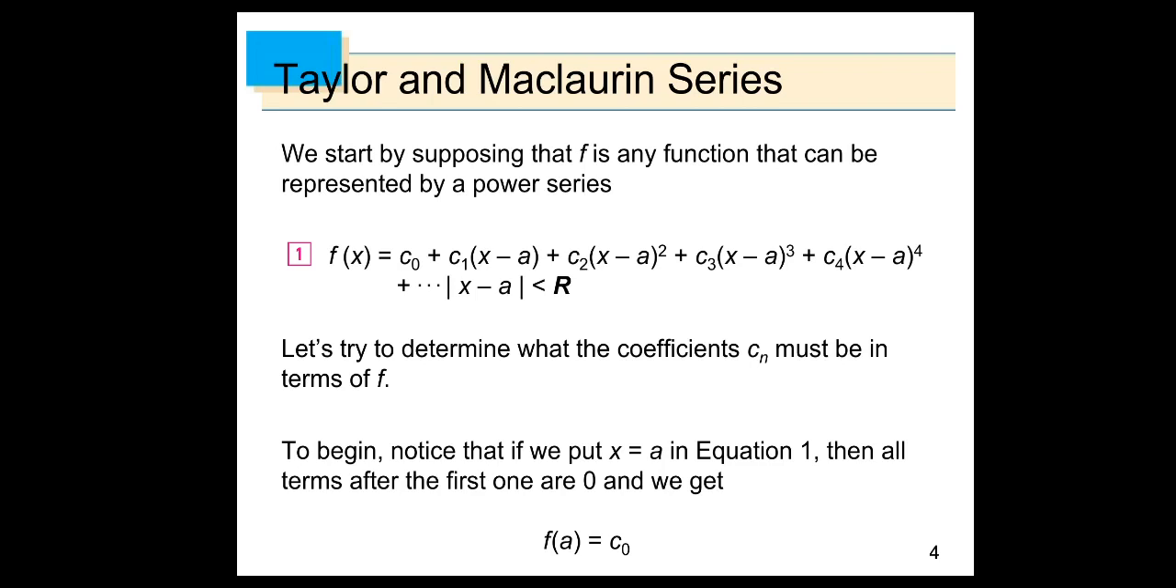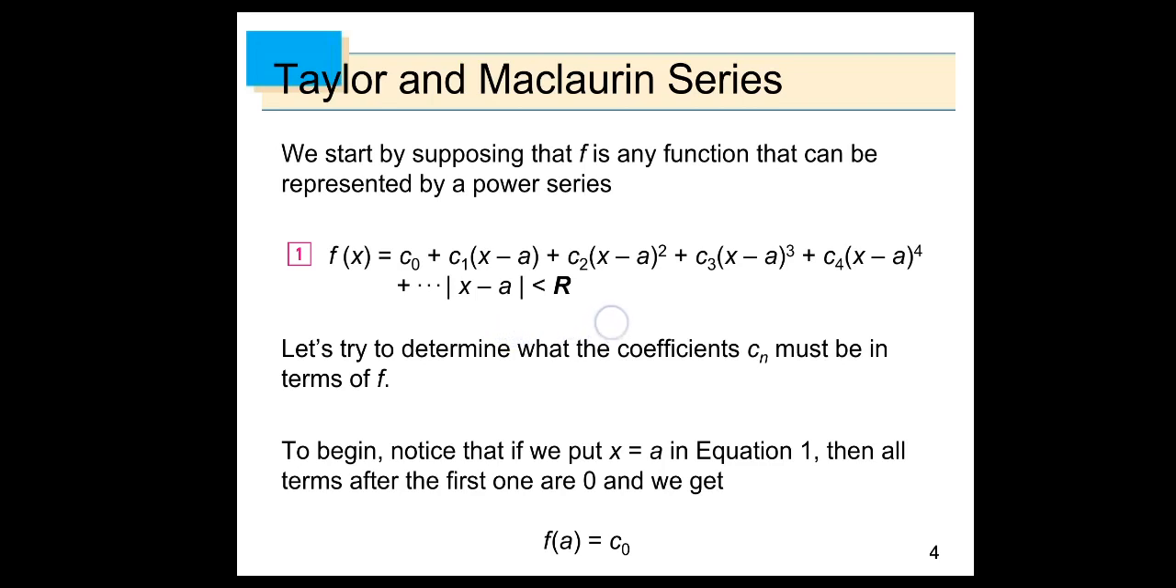So what do we have? We have minus a additionally over here, as compared to the power series. So now it won't be really tricky to solve this kind of series, because we will just be substituting x with a, and then we'll be able to solve that. To begin, notice if we put x equal to a in our equation 1, then all terms after the first one are 0, right? Because when we substitute x with a, our x minus a would be equal to 0, so this binomial will automatically equal 0.